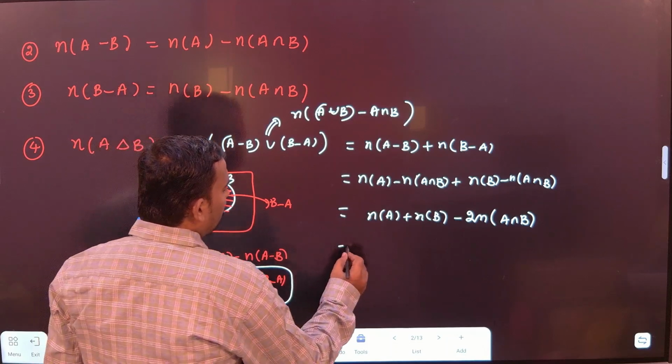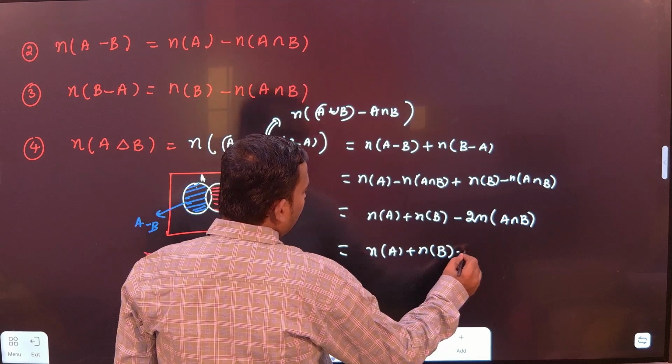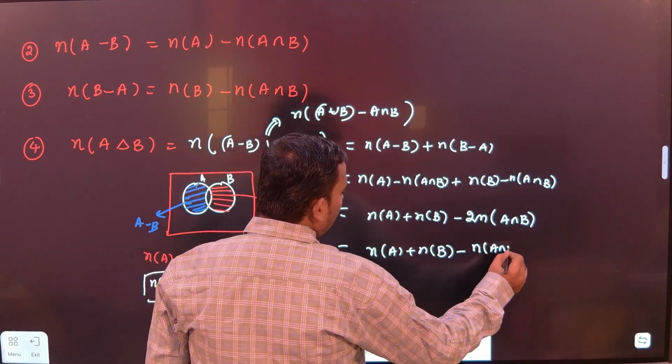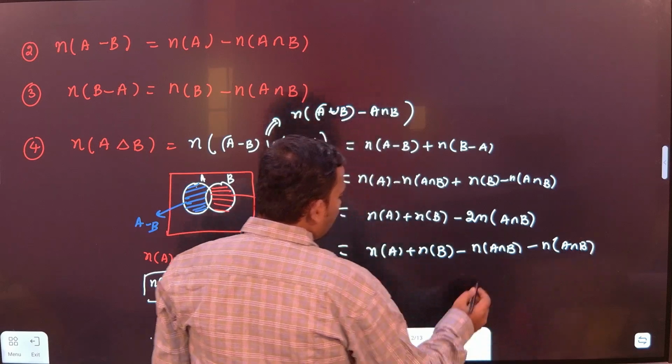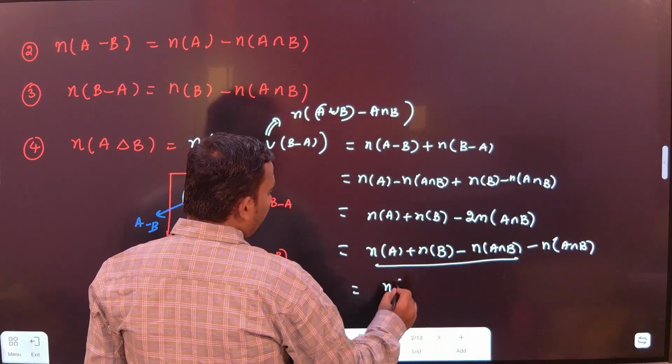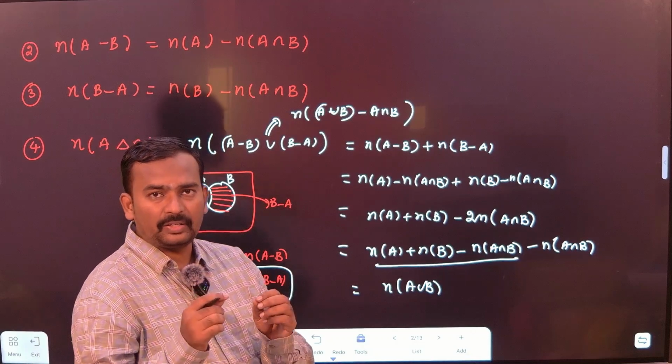So equivalently, how to write? n of A plus n of B minus n of A intersection B, minus n of A intersection B, we can write. You know, this is the same as what? n of A union B. Whenever they are using union, you have to use or.